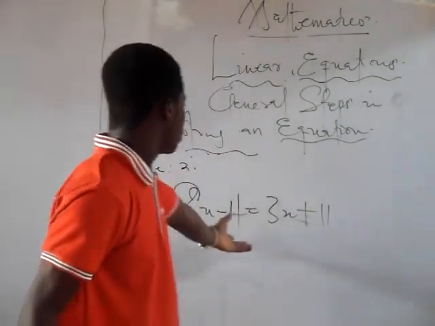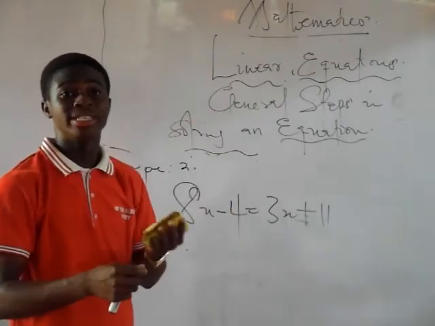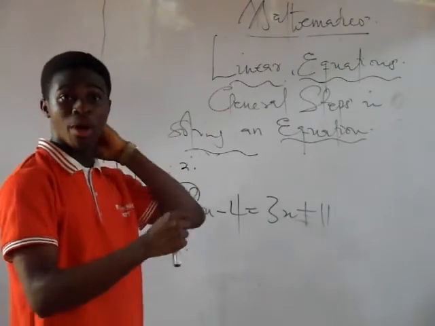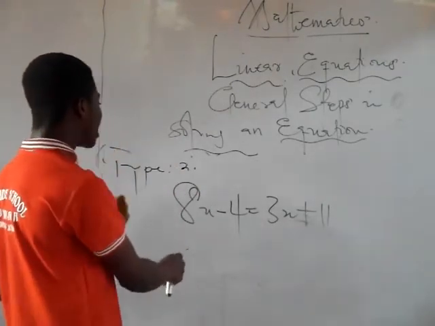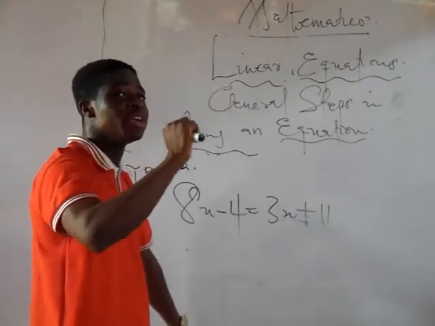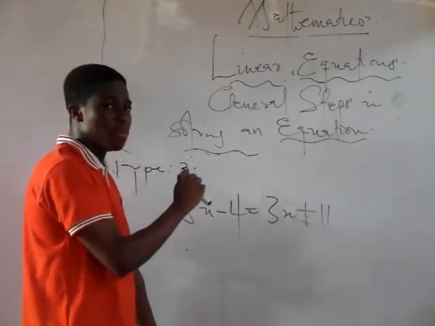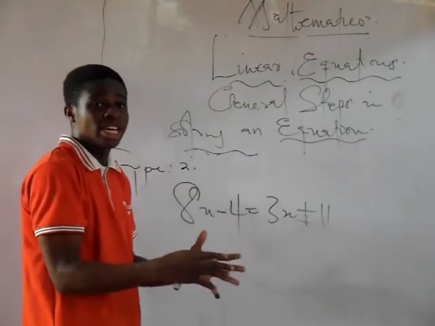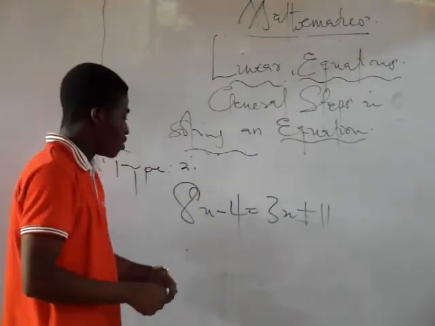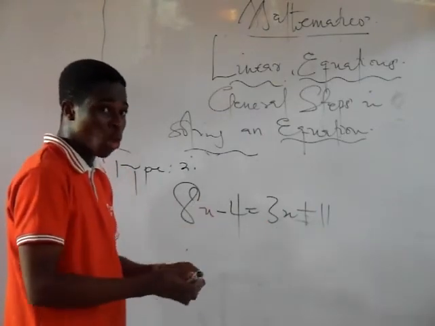With this question, you can see that it's different from what we solved. That means it differs. The one we just solved was type 1, and as I said, this is type 2. So with this, you are not only grouping the constant numbers alone, but you are grouping numbers attached with letters at a particular side. We have 8x, we also have 3x. They have something in common.